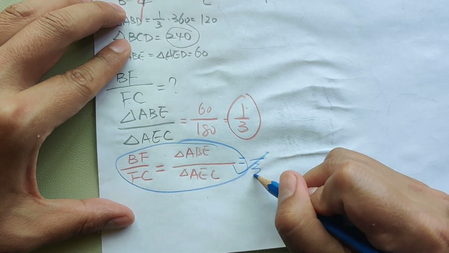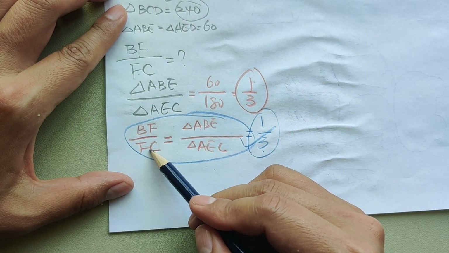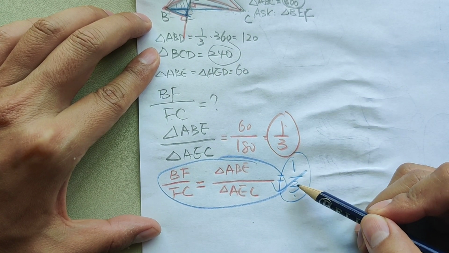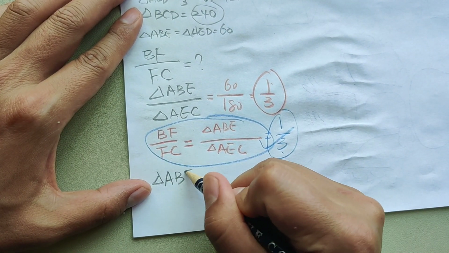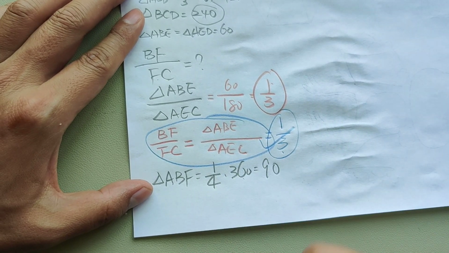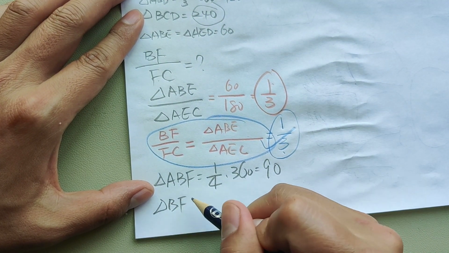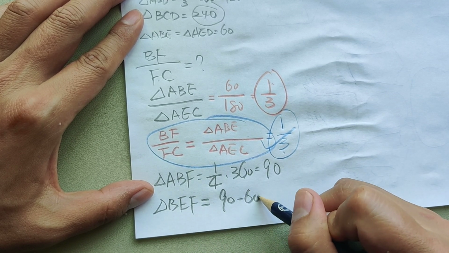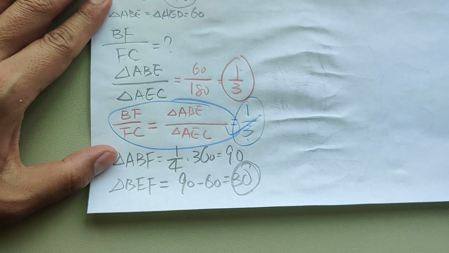So BF to FC is 1 to 3. Okay, so right, ABF is 90. So BEF is 30 here.